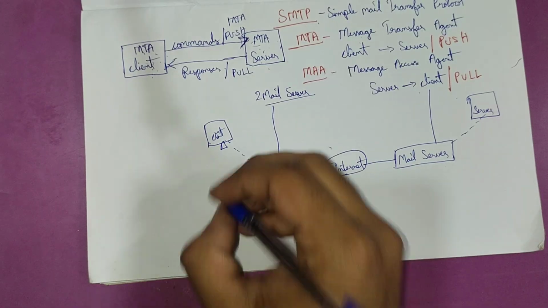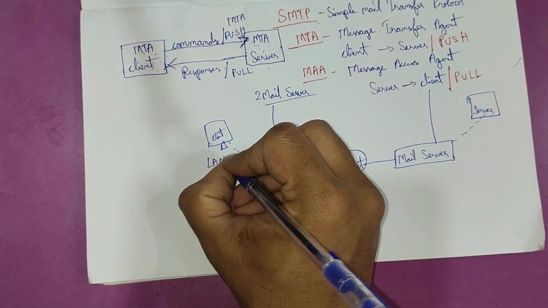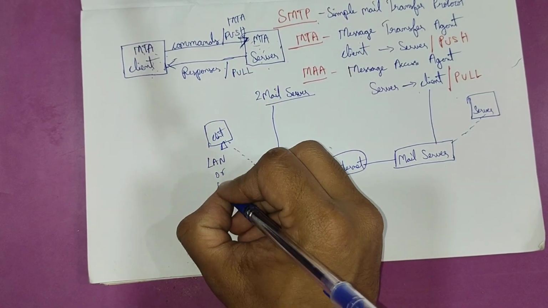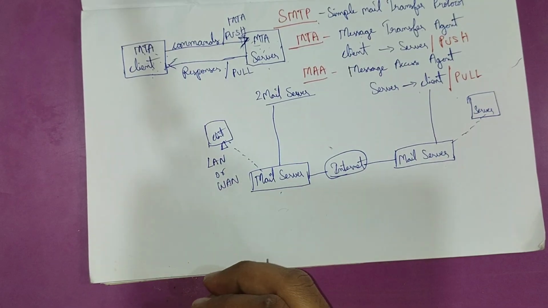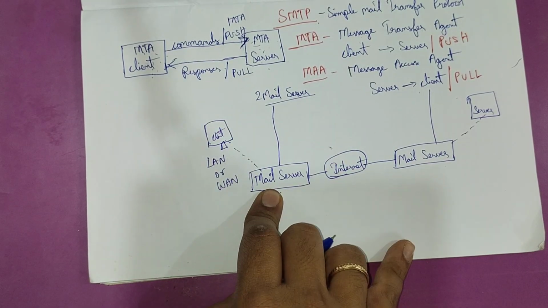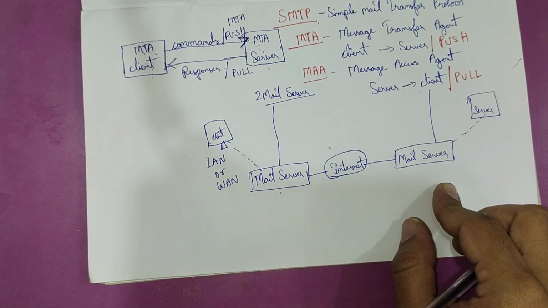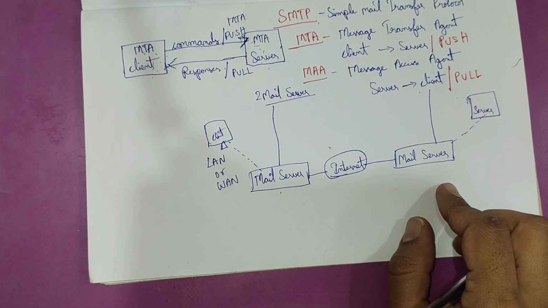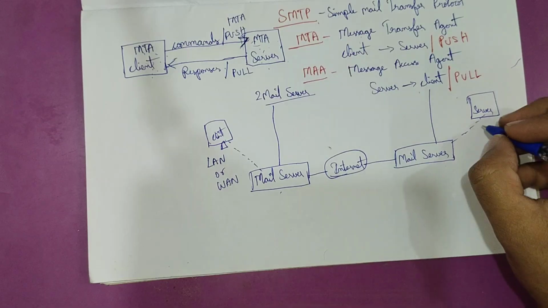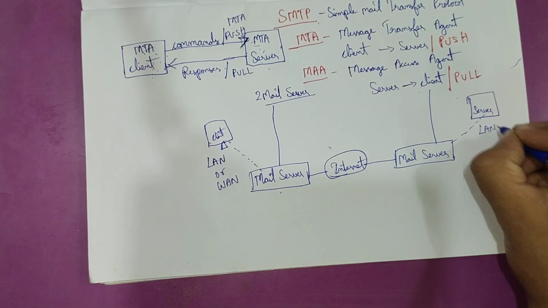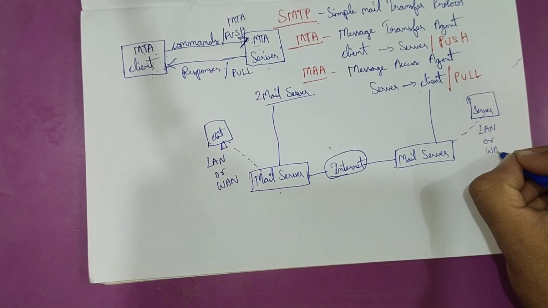We need the internet there also. For that I can take two different types of network, that is LAN or WAN. I can use LAN or WAN, and I can connect to my mail server. The mail server will be connected by using an internet protocol, and it will be connected to the adjacent or opposite mail server. Here the server also will be connected to a LAN or WAN.